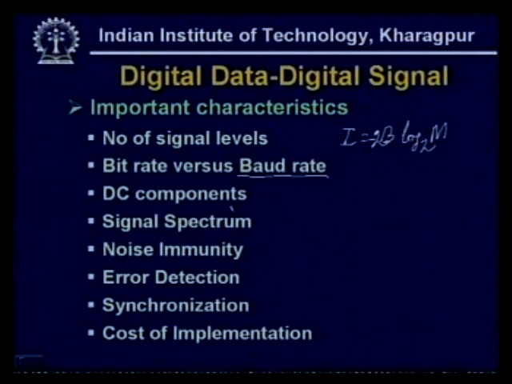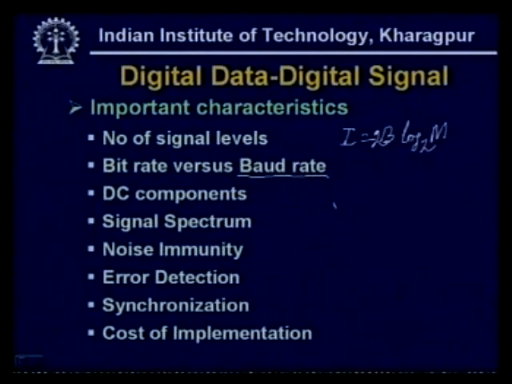Then comes the question of DC component. As we know, whenever we try to send a signal through a transmission media, it is difficult to send a DC signal because of the presence of transformers and capacitors in the equipment through which we are sending the signal. Because of the presence of transformers and capacitors, the DC component will be blocked, which will lead to attenuation, but sometimes there will be a DC component.